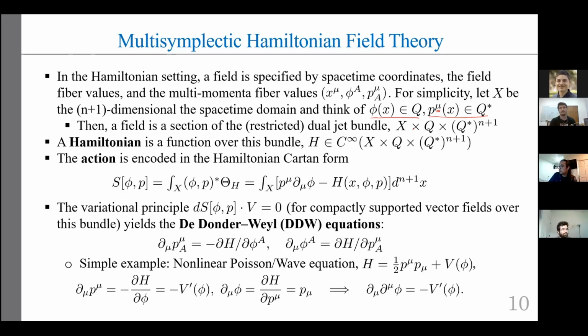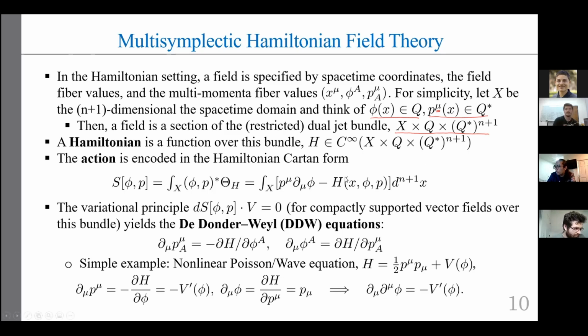So this is what we're going to think about as a relevant bundle here. X is space-time, Q is where the fields are valued, and then the dual of Q is where the momenta are valued. And so we have one copy for each momenta. This is a trivial vector bundle, but for general theories it's not; I'm just assuming everything's trivial here. A Hamiltonian is going to be just some function over this bundle.